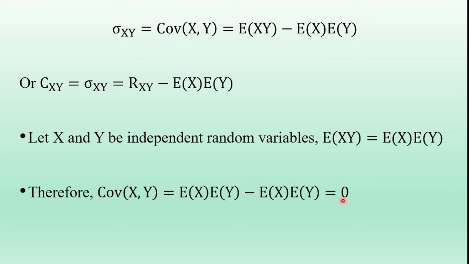So if capital X and capital Y are independent random variables, then the covariance of x comma y is equal to 0. So this is the first property. And one more property: if x and y are independent random variables, then the covariance of x comma y is equal to 0 is one more property of the covariance.